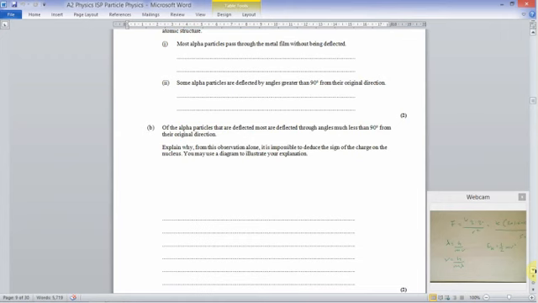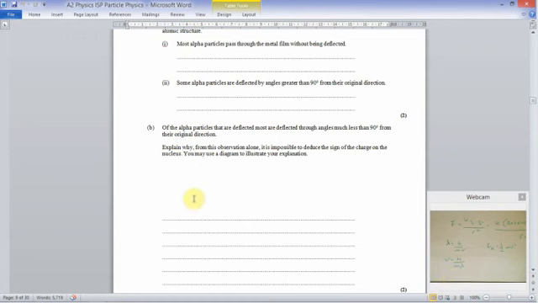Explain why, from this observation alone, it is impossible to deduce the sign of the charge of the nucleus. You may use a diagram to illustrate your answer. Because remember, it could come from repulsion or attraction. Okay, it could have been repulsion from a positive nucleus or attraction to a negative nucleus. So that's your 2 marks for that. It pretty much is a 2-mark question, and that's your idea.